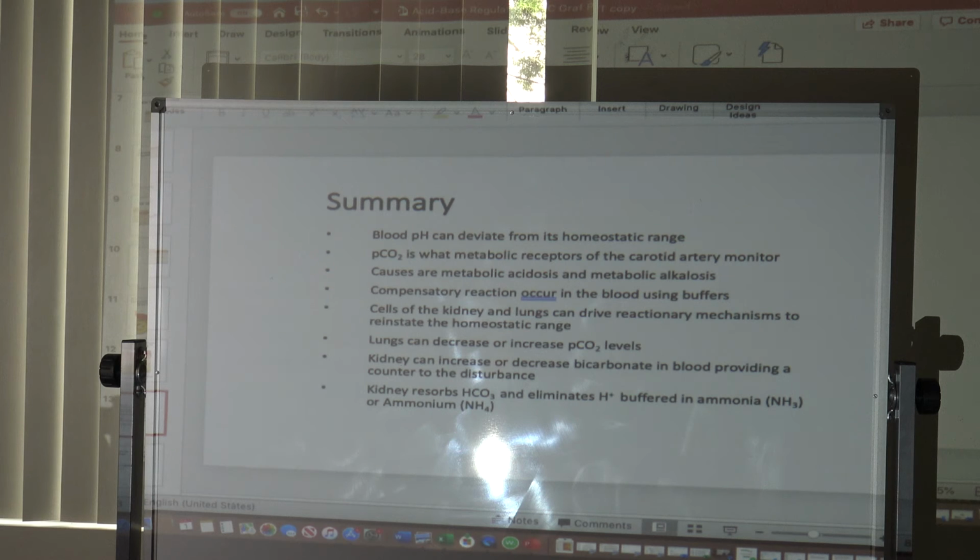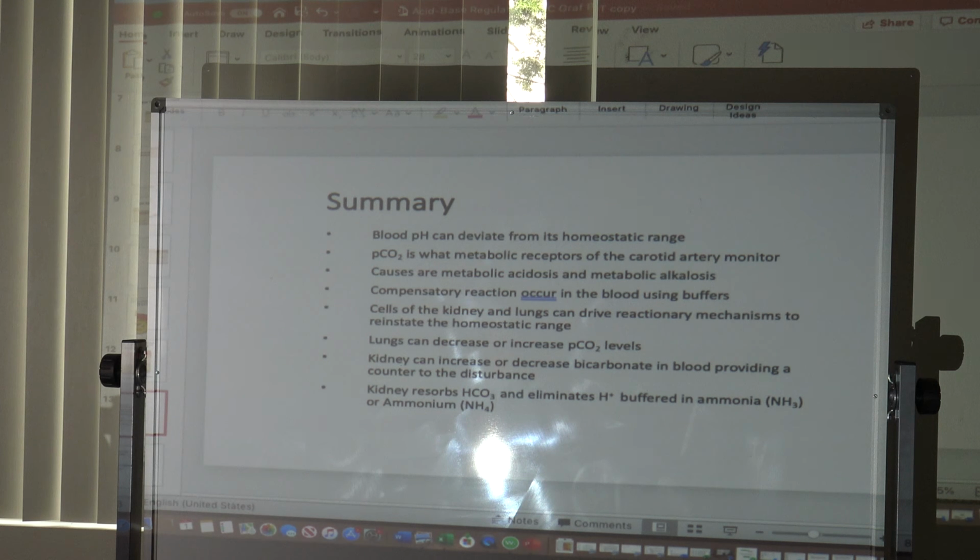So here's our little summary that I put together for you. The blood pH can deviate from its homeostatic range. PCO2 is what receptors of the carotid artery measure, causing our metabolic acidosis and metabolic alkalosis. Compensatory reactions occur in the blood using buffers. Cells of the kidney and lungs can drive reactionary mechanisms to reinstate the homeostatic range. Lungs can decrease or increase PCO2. Kidneys can increase or decrease bicarb.